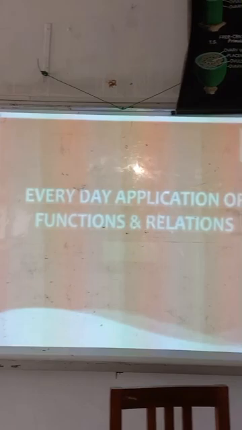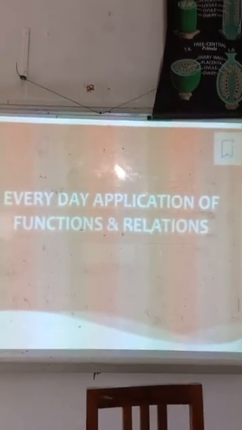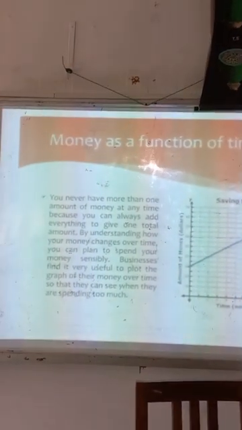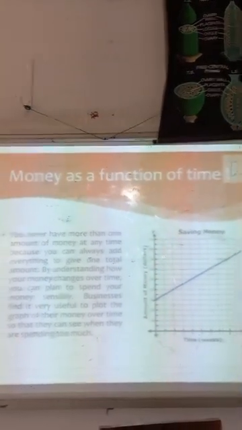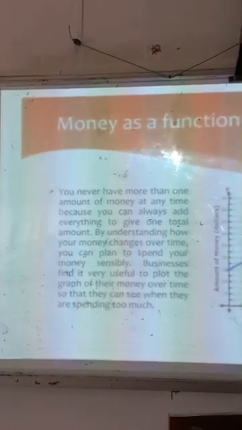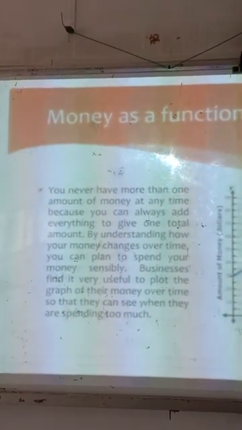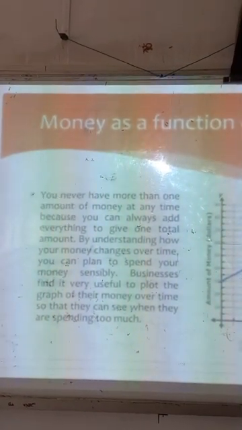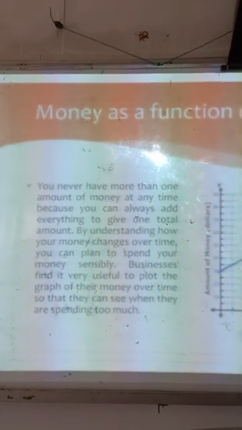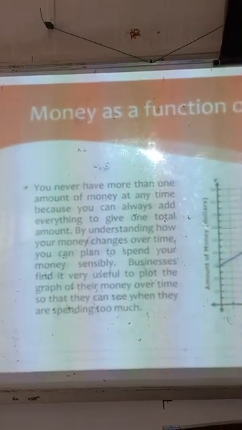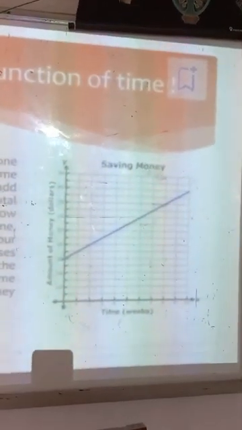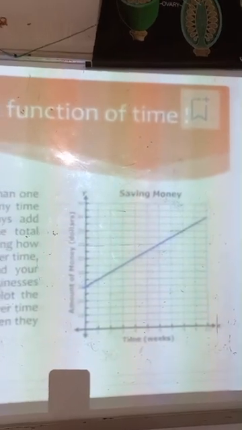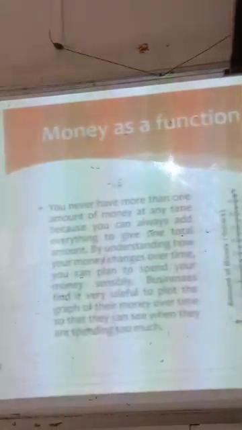Everyday applications of relations and functions. Money as a function of time. You never have more than one amount of money at any time, because you can always add everything to give one total amount. By understanding how your money changes over time, you can plan to spend your money sensibly. Businesses find it very useful to plot the graph of their money over time so that they can see when they are spending too much.